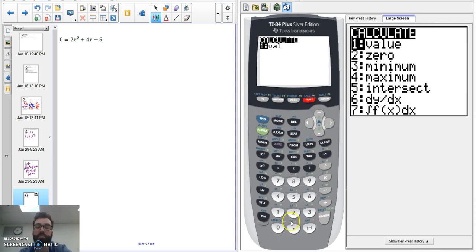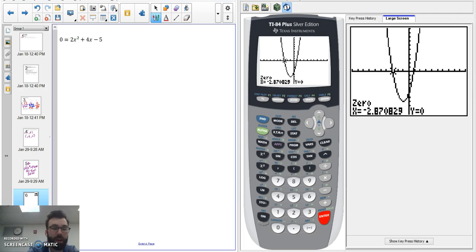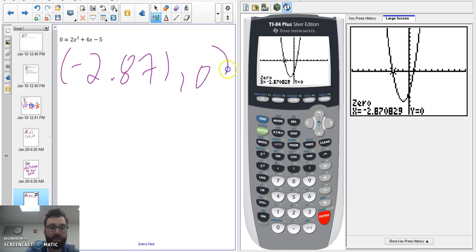Second, trace zeros. All right. Move the Spider-Man to the left side of my root. All right. So it's on the left or the upper side of this root. Press enter. Then move it to the right side or below it. Press enter. Then try to get it as close as possible. Press enter. Enter. So we got negative 2.871, comma 0. Round to 3 decimal places when you have to.